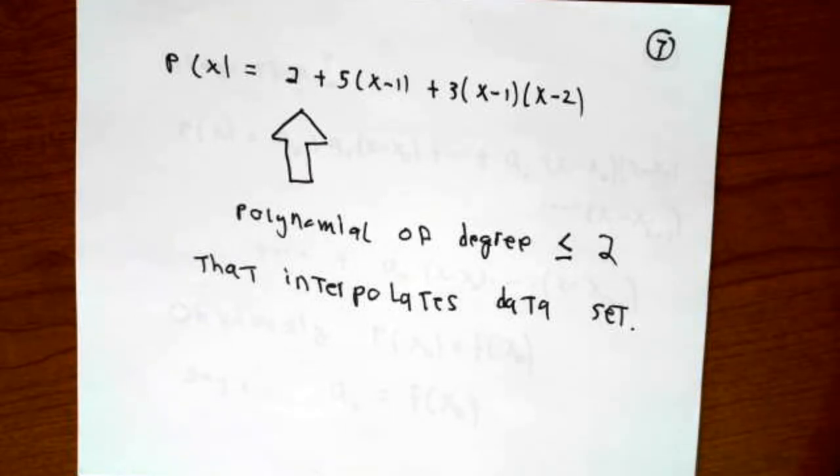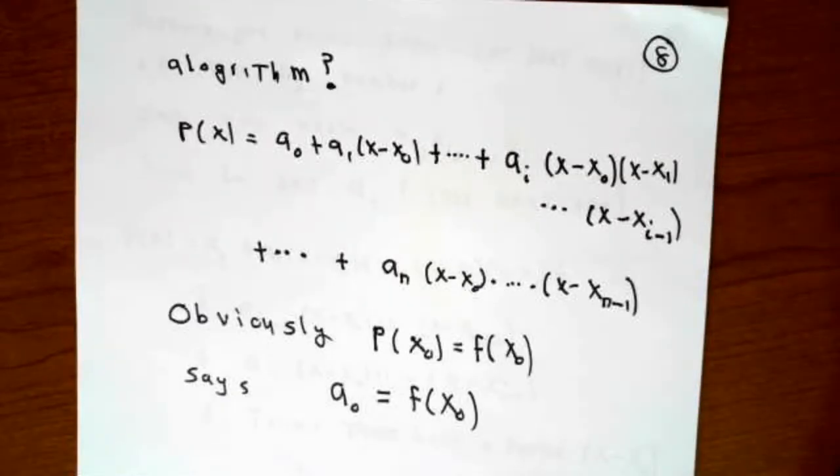Therefore, this is a polynomial of degree no more than 2 that interpolates a data set that has 3 data points in it. This is the interpolating polynomial. You'll notice that it isn't written in Lagrange form, but it is the same polynomial as if you had done a Lagrange form. This immediately suggests an algorithm.